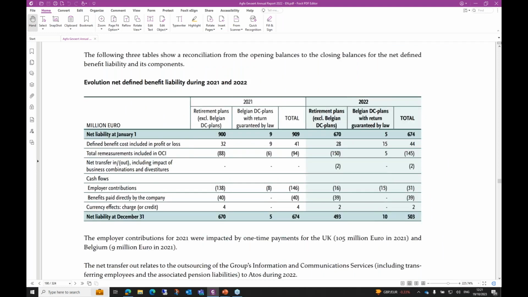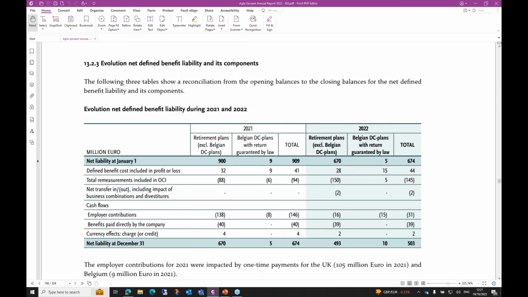And then you start showing the evolution of the net defined benefit liability. You need to show what is included in cost, the 44, for example, in 2022, the first line. This reconciles with the first table that we have shown. What are the remeasurements of changes in financial assumptions in OCI? It's 145 negative, so it's a benefit. It is a gain from an OCI point of view.